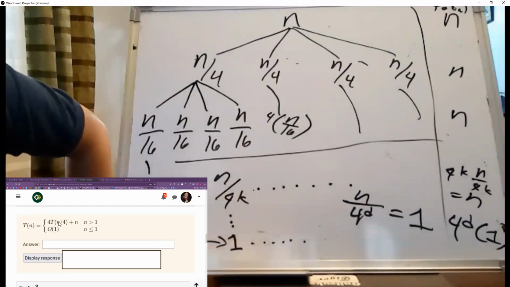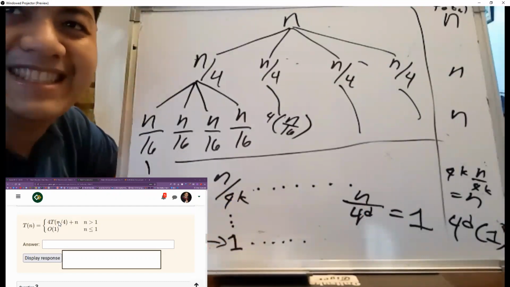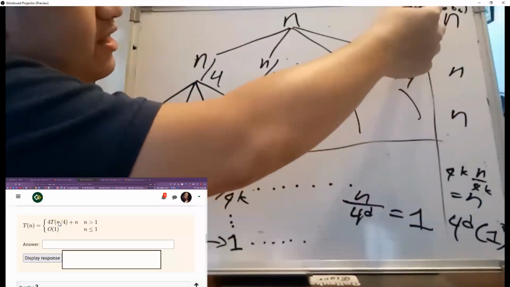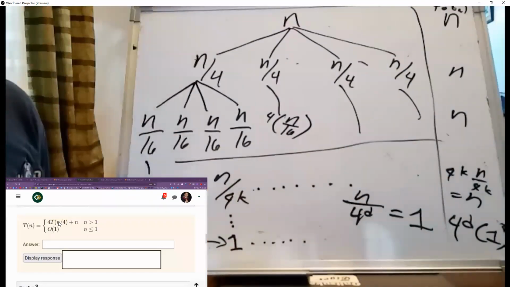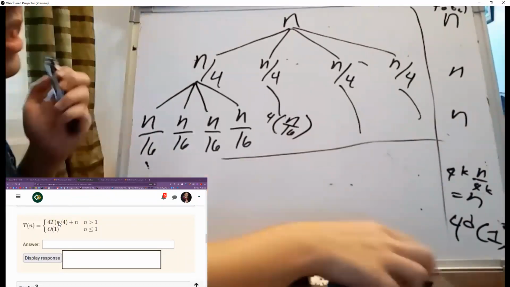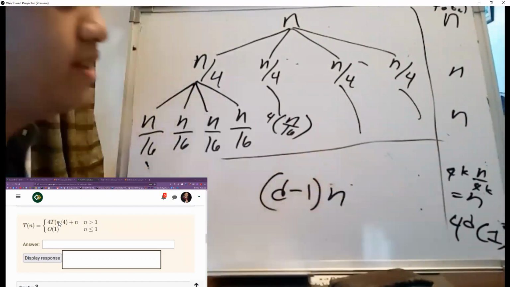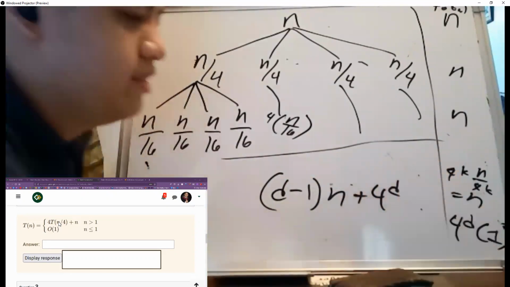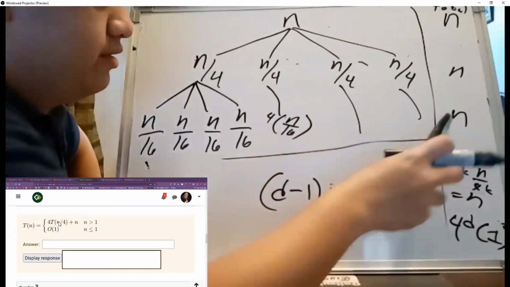O ba yun? Hopefully. Hindi pala ako kita sa video. Now, ilang levels natin? So, this is level 0, level K, level D. So, we have D minus 1 levels. Tapos lahat sila N. So, D minus 1 levels times N plus yung last level natin, which is 4 to the D.